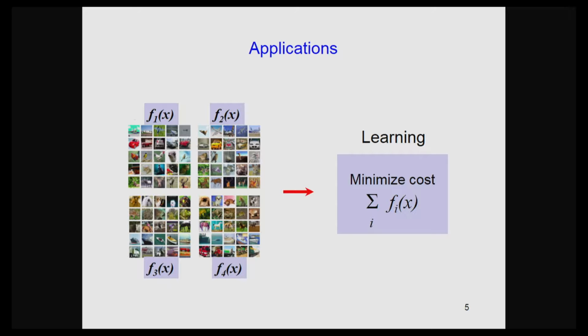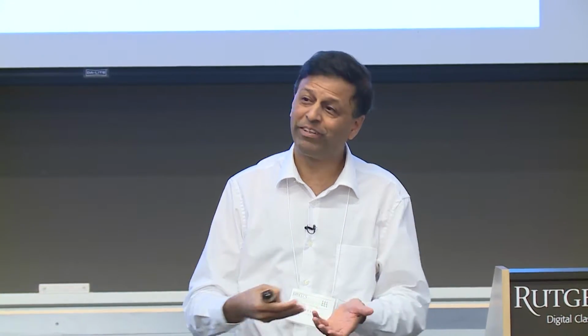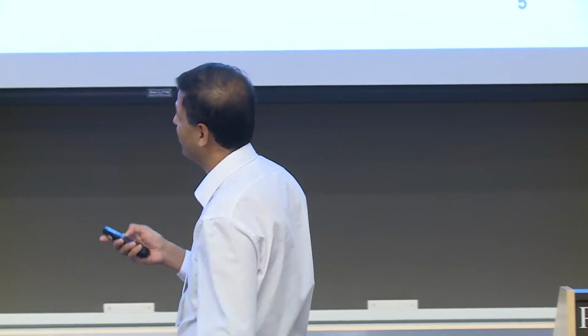In this case, perhaps each of us has some data. This is pictures from, I think, CIFAR. And you want to optimize some cost function or loss function over the data that all of us have. But I don't want to share the data with you, perhaps. And the question is, how do you do it?